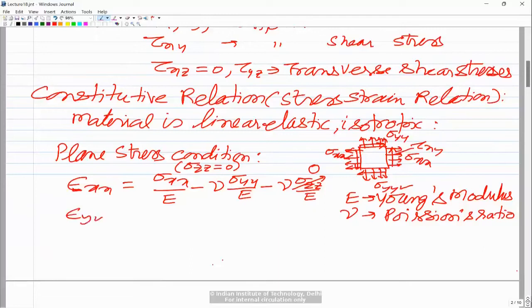Similarly, if you look at epsilon yy, the normal strain along the y direction, it would be sigma yy upon E. If we have a positive stress along the y direction, sigma yy, then the strain due to that along the y direction is going to be sigma yy upon E.